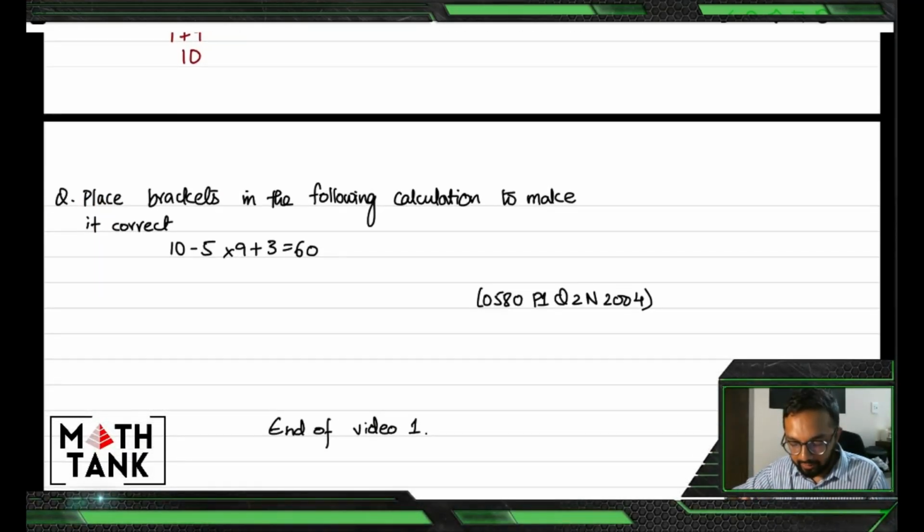Okay, then another question which says place brackets in the following calculations to make it correct. Again, what I'm going to do is start putting brackets with a trial and error sort of situation. I'm going to say that 10 minus 5 is 5. So 5 into 9 plus 3. 5 into 9 is 45. 45 plus 3 is 48. That doesn't seem to be getting the right answer. So I think I'll get rid of that.